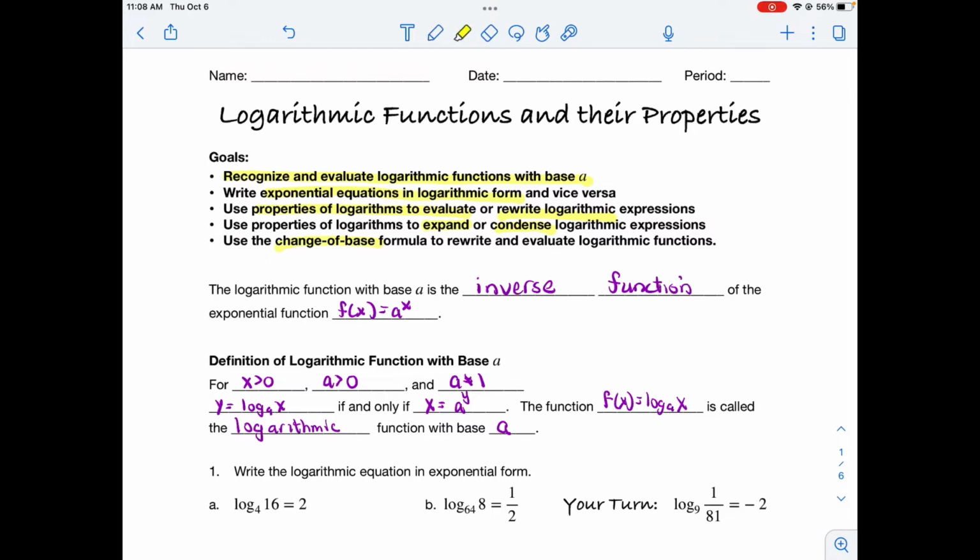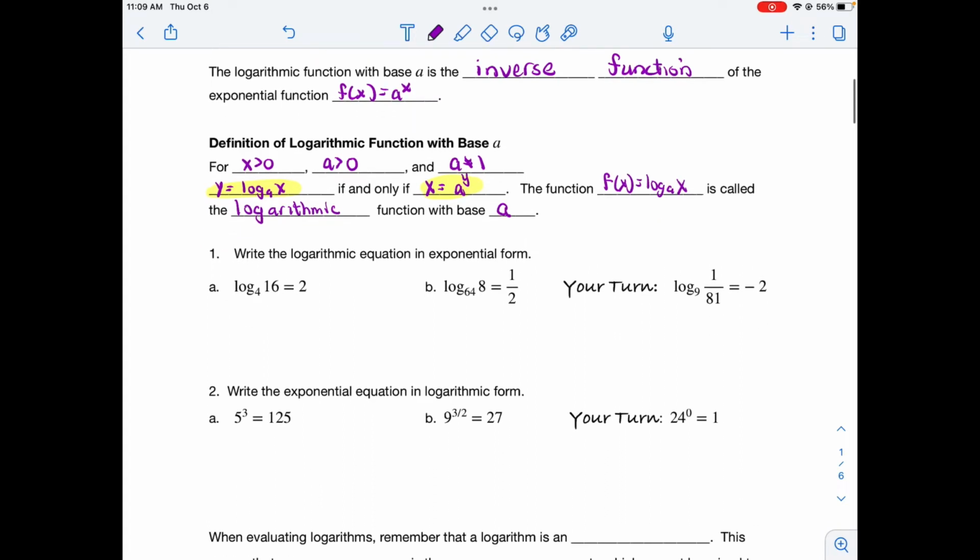All right, so the first thing we want to do is learn how to convert between logarithm and exponential form by switching our x's and y's. So we're going to look at example A here. We have log base 4 of 16 is equal to 2. And we want to convert this into exponential form.